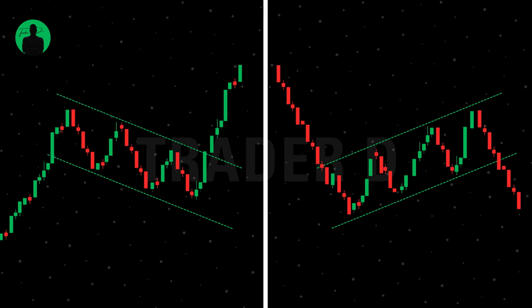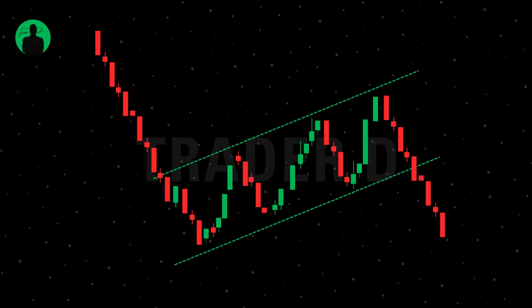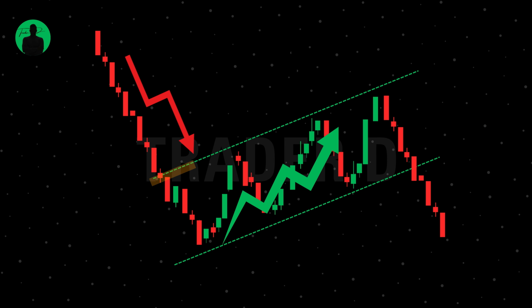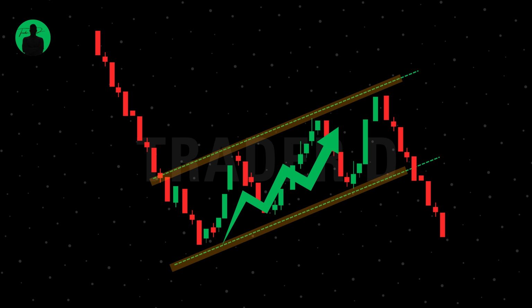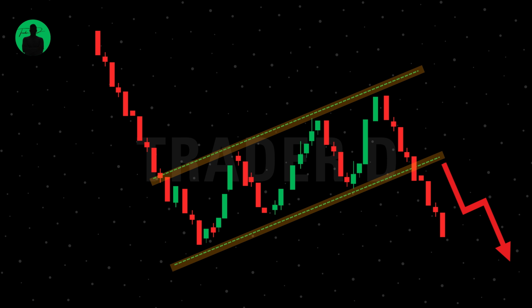Similarly, there's a bearish flag pattern. This forms when there's a sharp downward movement followed by consolidation with two parallel upward sloping lines. A breakout below the lower trend line can mean a continuation of the downtrend.